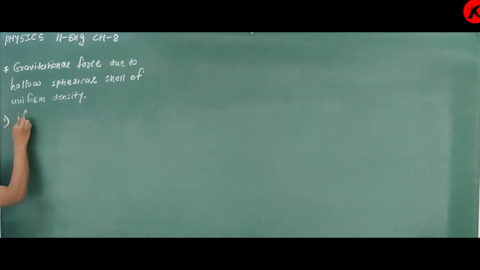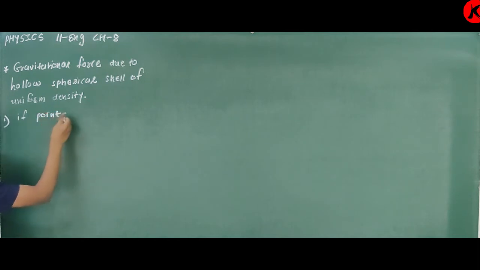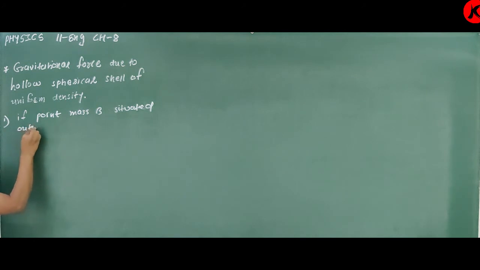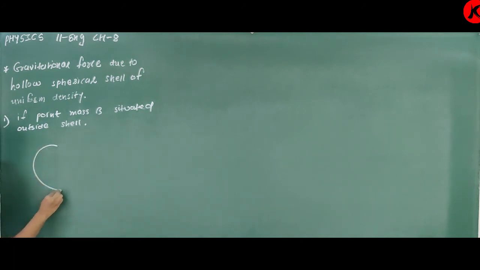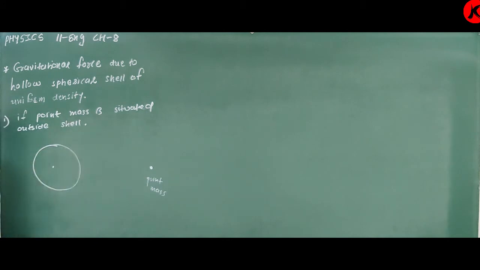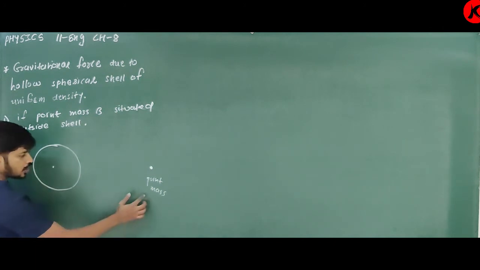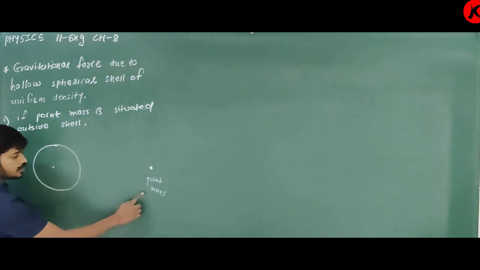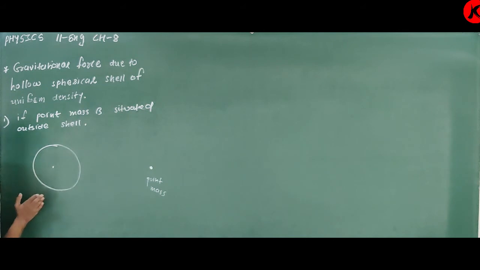First, if a point mass is situated outside the shell, like this. See, the shell is in the center, and the point object is here. Then your question is, what is the attractive force on this point mass due to this hollow spherical shell of uniform density? Find the gravitational force, the attractive force, on the point mass due to this shell.